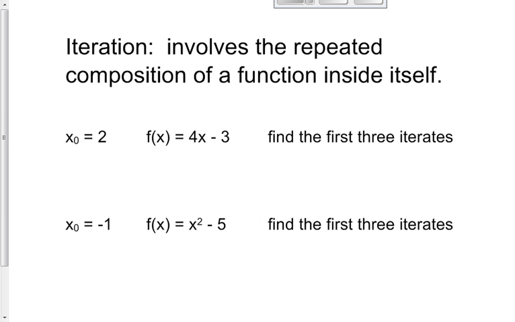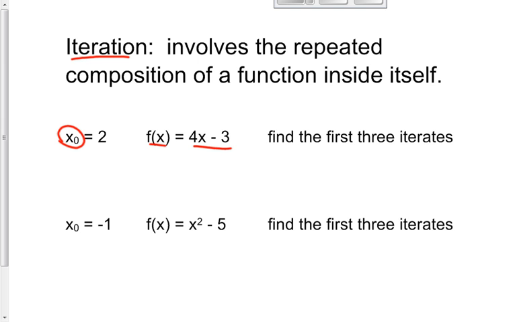All right, the last thing in this section is very easy. It's called iteration. Iteration means to repeat over and over again. What we're going to do is the repeated composition of a function inside itself. They're going to give you a function rule like this one, f of x equals 4x minus 3. They're going to give you an x sub 0, which is a starting point. They're going to give you a value. We're going to plug that in, and that's going to give us what are called iterates.